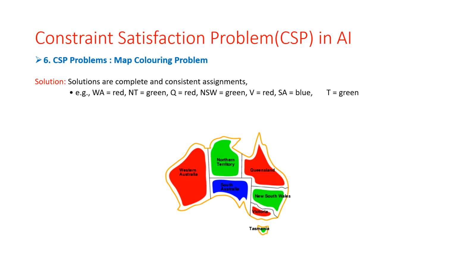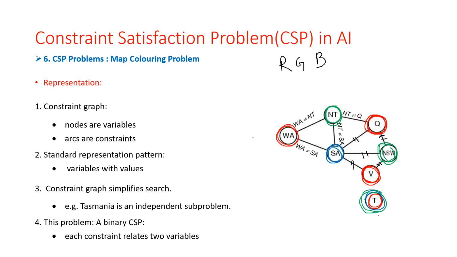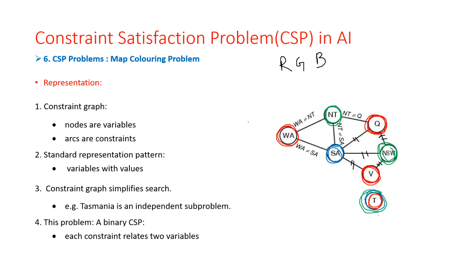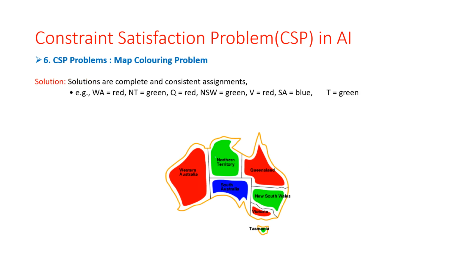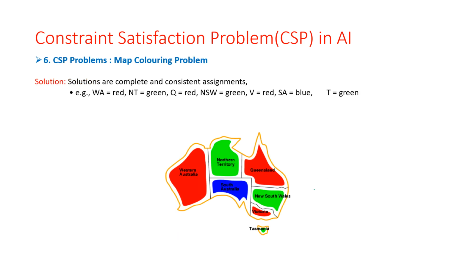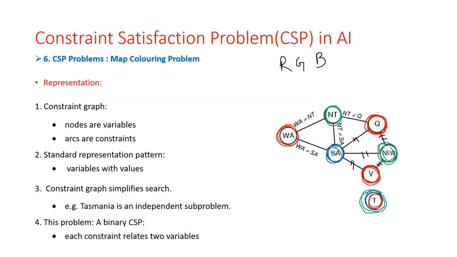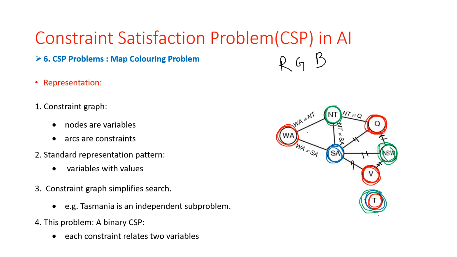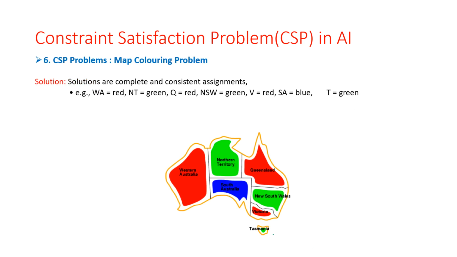Okay, so this is a solution. For WA we are choosing the red color, so this is the map. Then for NT we choose green color. For SA we choose blue color, so see here, this is a blue color. For Q we can choose the red color. For NSW we choose the green color. For Victoria V we choose the red color, and for Tasmania we choose the green color. Okay, so this is a map coloring problem.